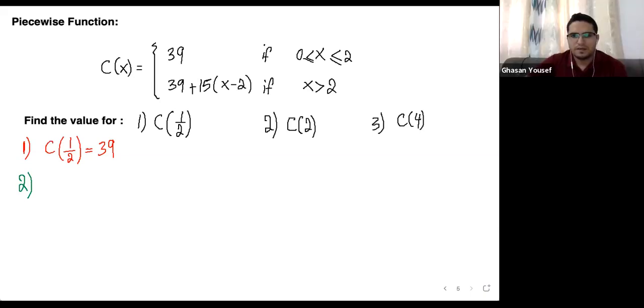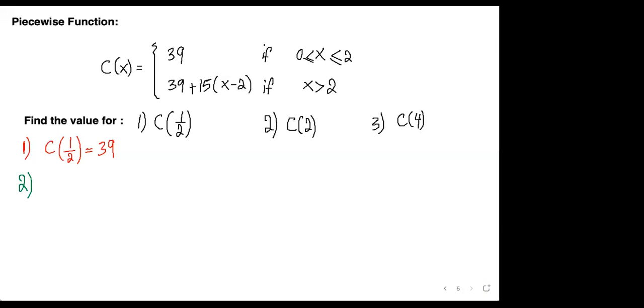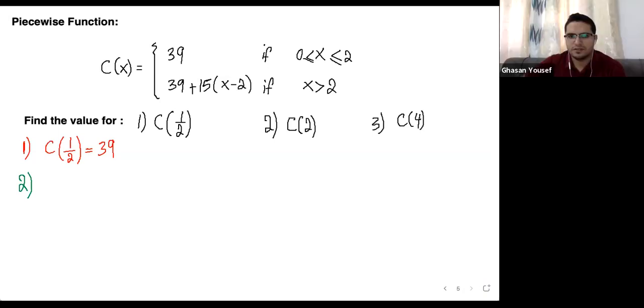Okay. Yeah, for the second one, C of 2. It's also 39, because the 2 is between 0 and 2, and the 2 here is defined with an equal. You see the equal? We have equal here. So the 2 belongs to this domain of the function. So the answer is also 39. So here, C of 2 equals 39.